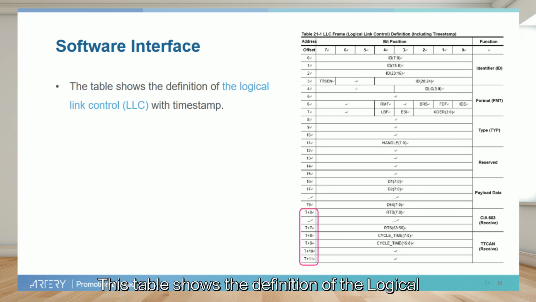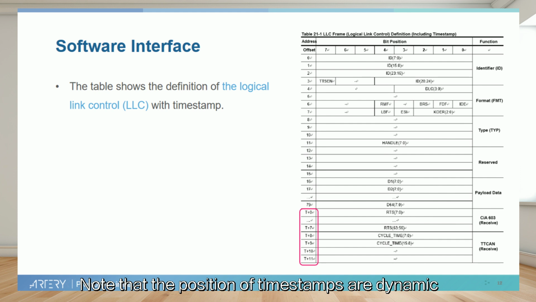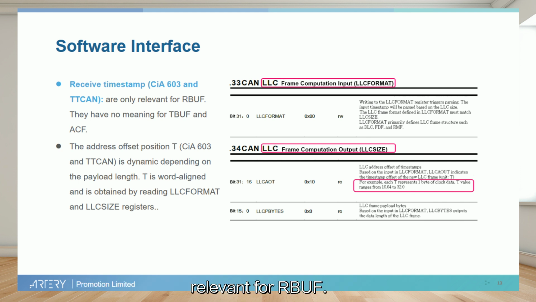This table shows the definition of the Logical Link Control LLC frame with timestamp. It includes ID, format, FMT, type, TYP, payload data, CiA 603 timestamp, and cycle time for TTCAN. Note that the position of timestamps are dynamic at address offset position T. Receive timestamp and TTCAN period time are only relevant for RBUF. They have no meaning for TBUF and ACF.